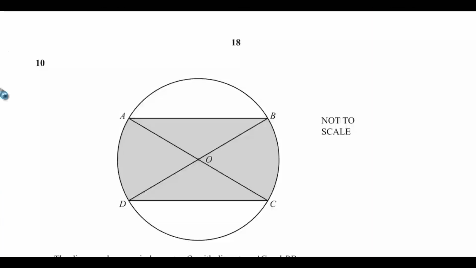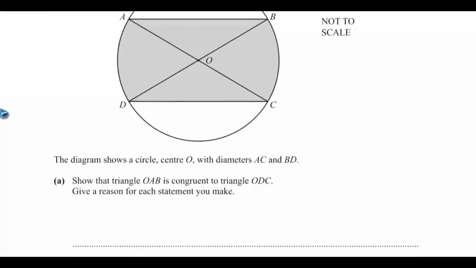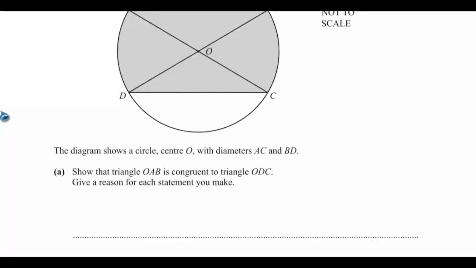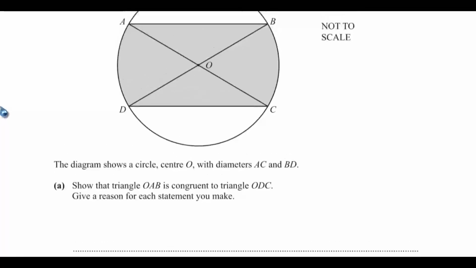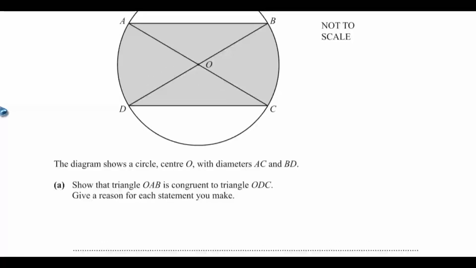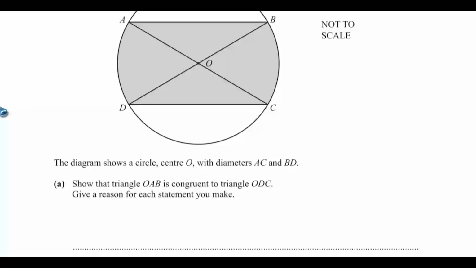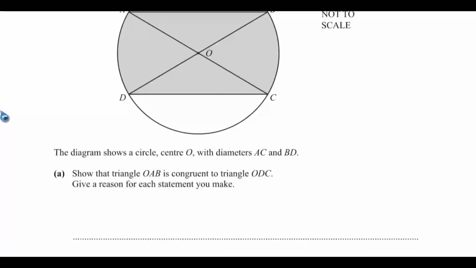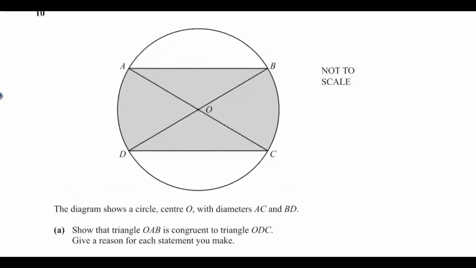Okay, so let's go to the last question. That is question 10. The diagram shows a circle center O with the diameters AC and BD. Show that triangle OAB is congruent to triangle ODC. Give your reason for each statement you make.